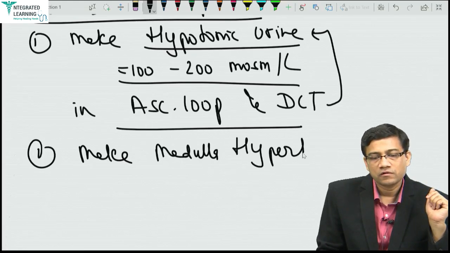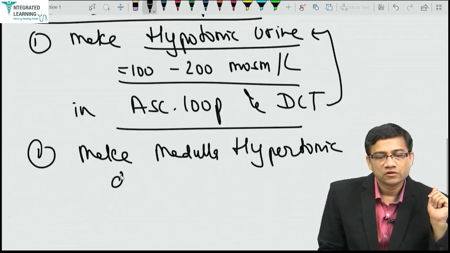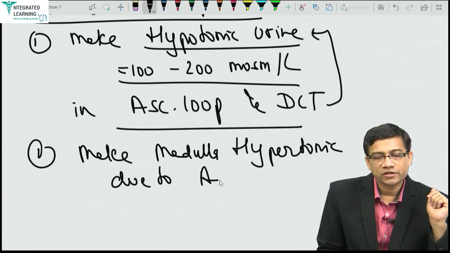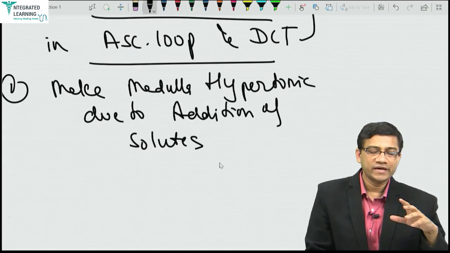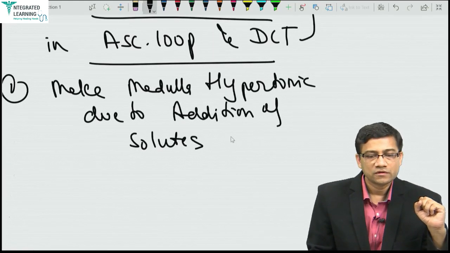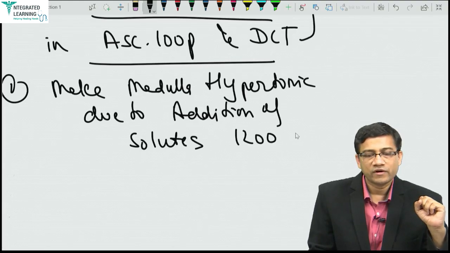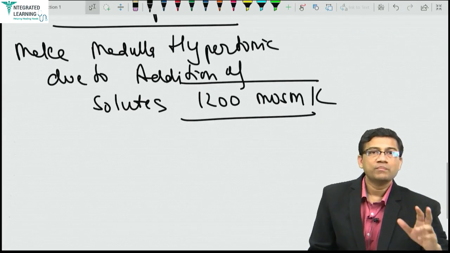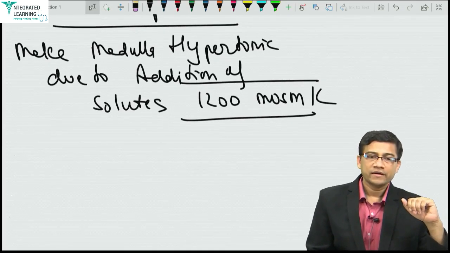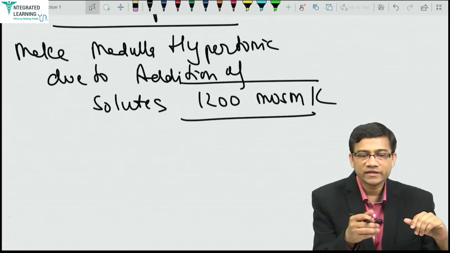Now next, to make the medulla hypertonic. Why? Due to addition of solutes. Okay. Addition of solutes. How much? 1200 milliosmol per liter. Okay. Clear? Now what solutes and how? Let's see it in the diagram.